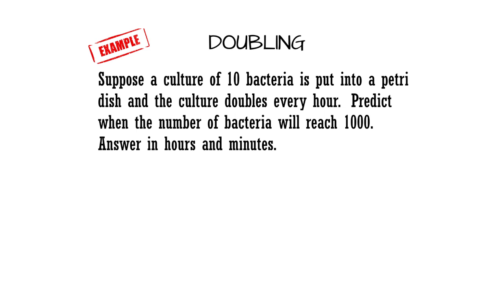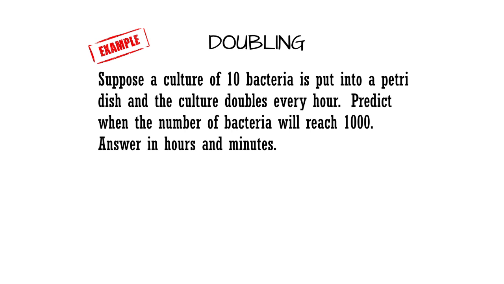All right. Last problem says, suppose a culture of 10 bacteria is put into a petri dish and the culture doubles every hour. Oh, we're in luck. It's 1 hour, so we don't have to worry about dividing by something in your exponent. So we have 10 bacteria to start with. It's going to double every hour. We're predicting when the number of bacteria will reach 1,000. And I want you to answer this in hours and minutes. Okay, doke. This is back to a little bit harder problem because you're looking for that time.